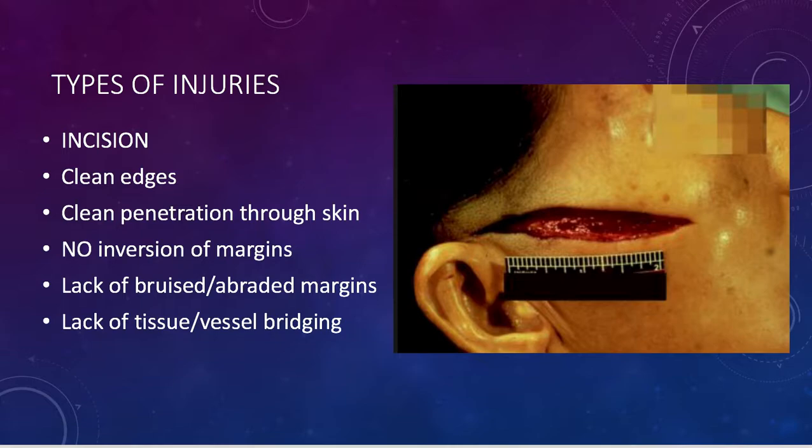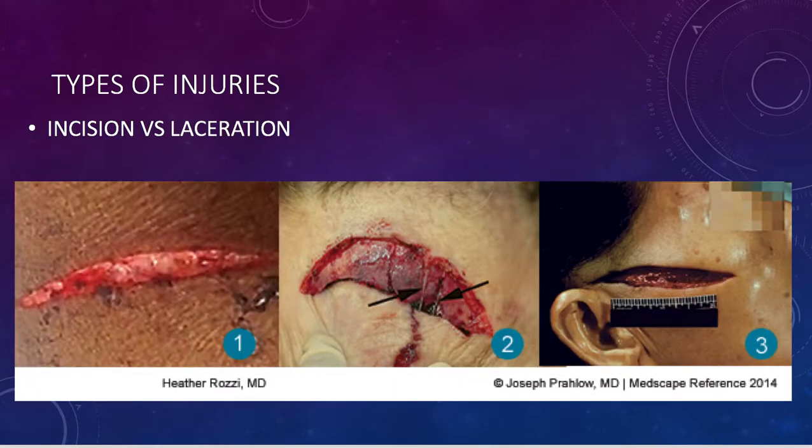And it's very unlikely to see tissue or vessel bridging in incisions. Lacerations, they do have that tissue bridging. This is an example side by side. So this is an incision, this is an incision, this is a laceration.